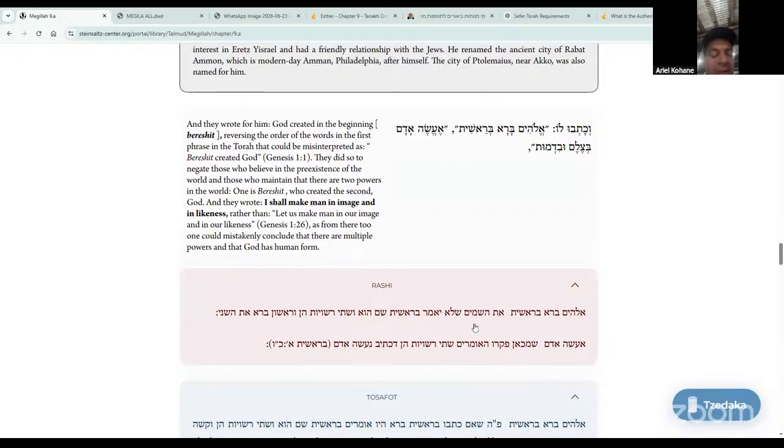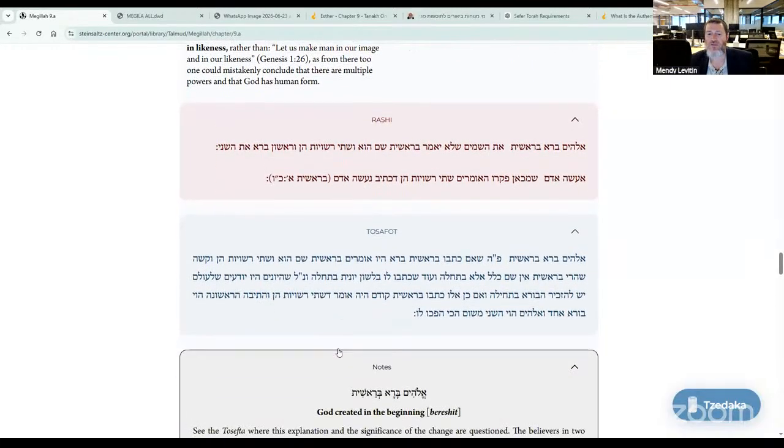Elokim bara Bereshis. The reason they changed it to Elokim bara Bereshis, God created in the beginning, instead of saying in the beginning God created, is because the word Bereshis they would think is a kind of deity, and therefore Bereshis created God. Likewise, when God talks in the plural, maybe they're going to think that there's another force that God is consulting with.